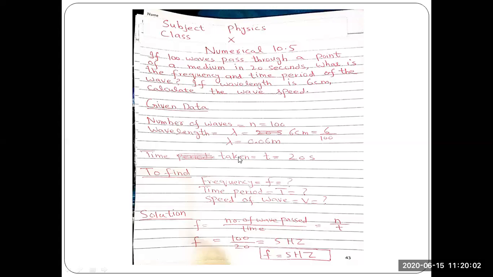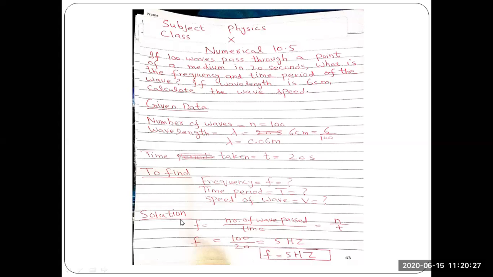Time is also given to me. If it is the time period, we use the capital T, but if it is the time only, then small t will be used. So t is the time taken, t is equal to 20 seconds. In this numerical, we are asked to find the frequency, the time period capital T, and the speed of the wave, which is v.